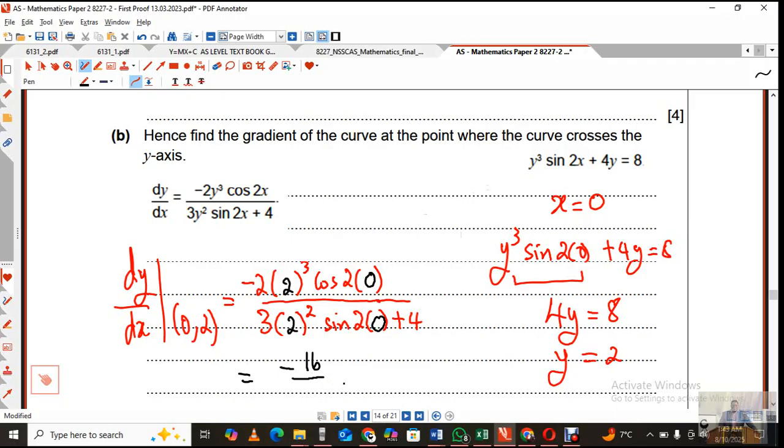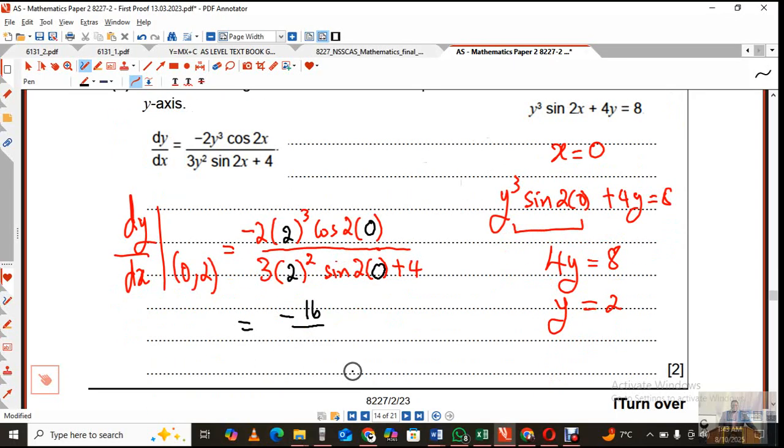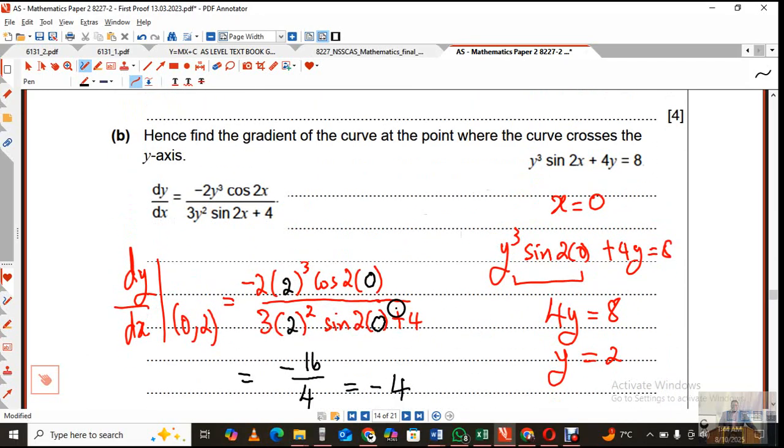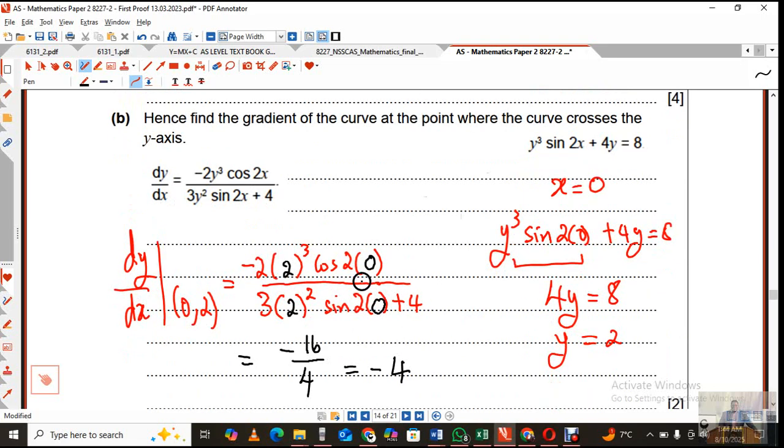That's the numerator. And again, the sine of 2 times 0 is 0, so this whole thing over here is 0. The only thing I'm left with is 4. Therefore, the gradient is going to be negative 4. So when they ask us what is the gradient, that is what we are doing there. Of course, you could have used a calculator, but you should be familiar at this stage with the numerical values of cos of 0 and sine of 0.